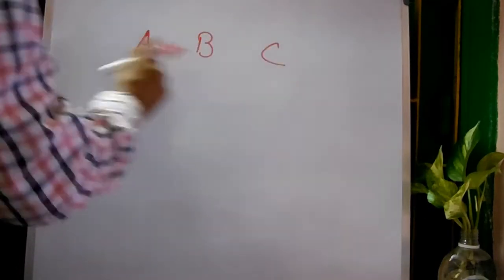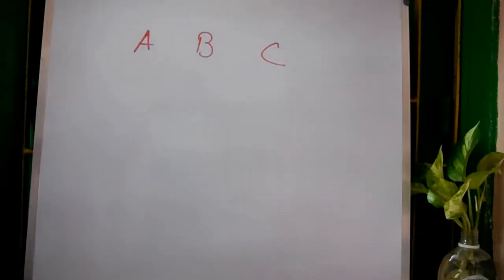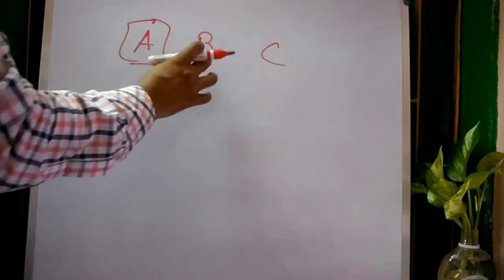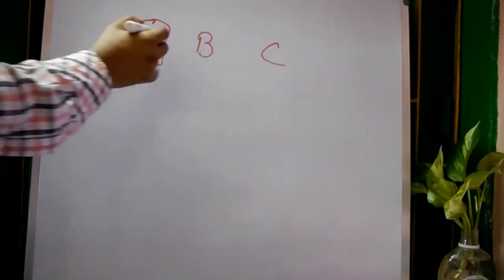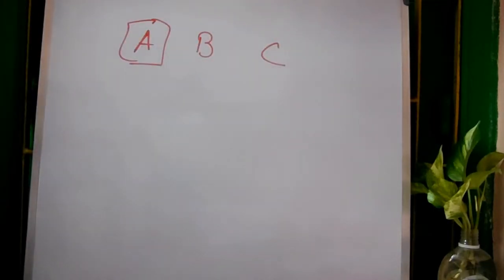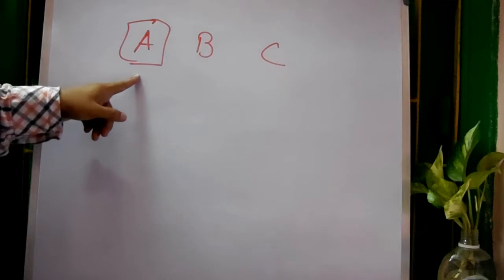We will assume the three variables here as A, B and C. Among the three, any one will be the maximum. So how will the conditions look? We will apply such conditions. The first condition: if the value of A is greater than B and greater than C, that means A will be the maximum.